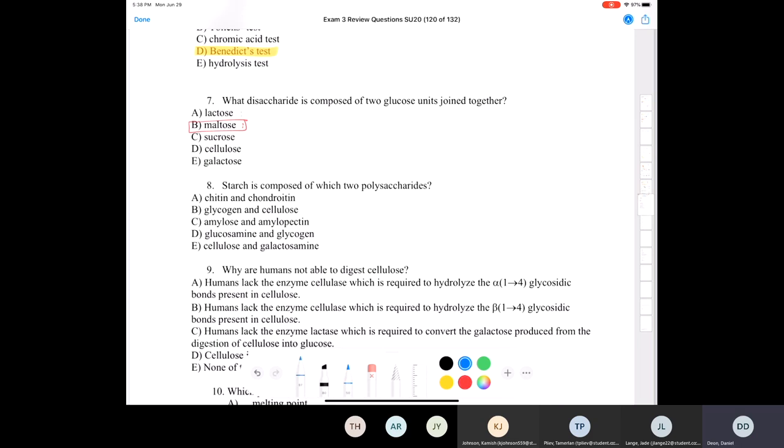Okay, lactose is made from glucose and galactose. All right, and sucrose is made from glucose and fructose. And if you're wondering, do I have to know this for the exam? Yes. Cellulose is a polysaccharide made up of D-glucose, which is beta-1,4 linked. Okay, so it's a polysaccharide. It's not a disaccharide. So we can put here, not a disaccharide. Okay, and galactose is not a disaccharide. Galactose is actually a monosaccharide. All right, there we go. So the answer is maltose. Thanks, Jasmine. Good.